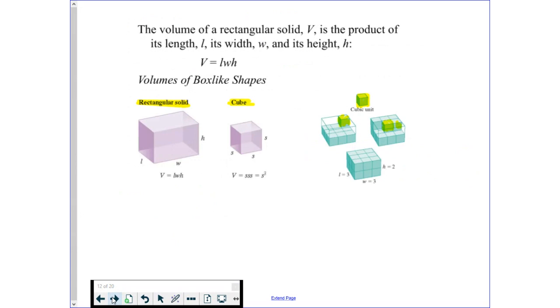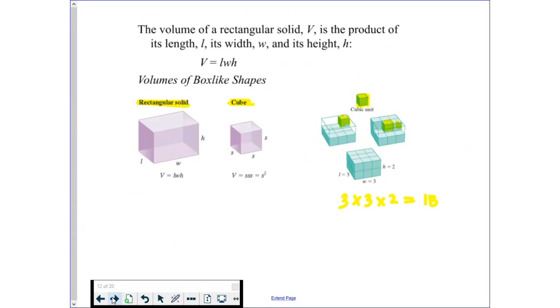So if you have 1 cubic unit, and if you know the dimensions here, the length is 3, the width is 3, the height is 2. So we have 3 times 3 times 2, which is 18. So we'll put 18 cubes inside this rectangular geometric figure. Okay.